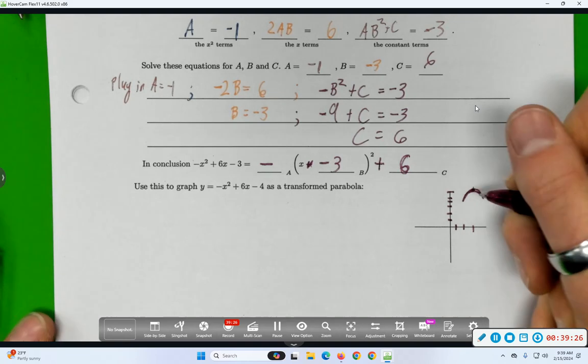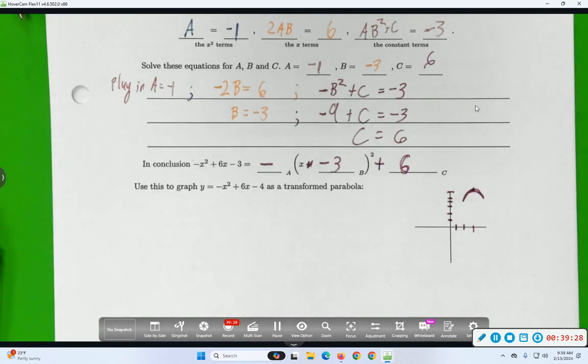Downward opening, and you know what? Just because I want to have the right y-intercept, and y-intercepts are easy, let's make sure we have the right y-intercept. Where is the y-intercept of this thing? That'd be -6, or, oh.